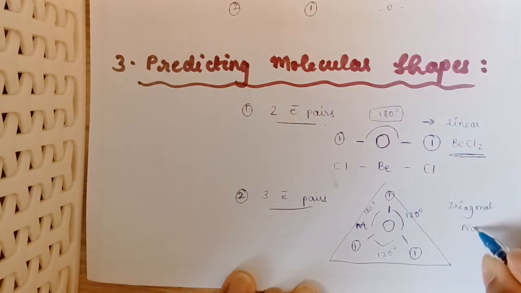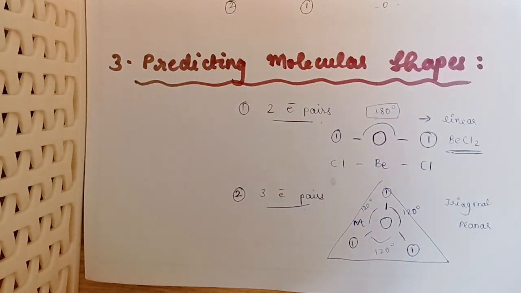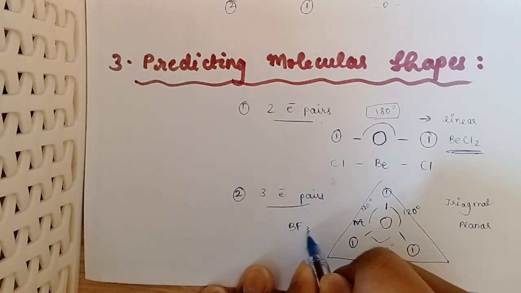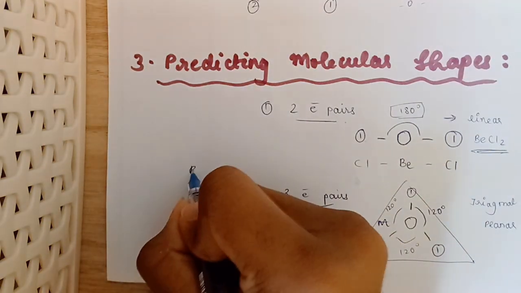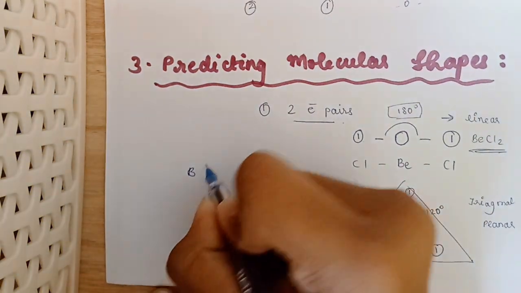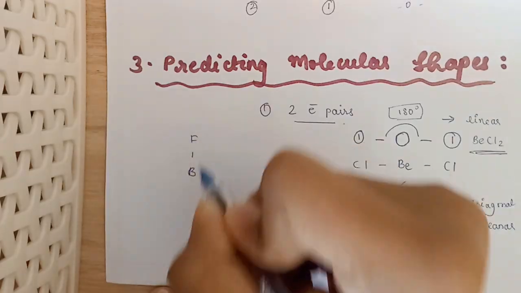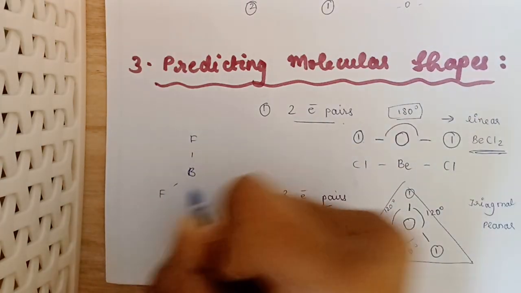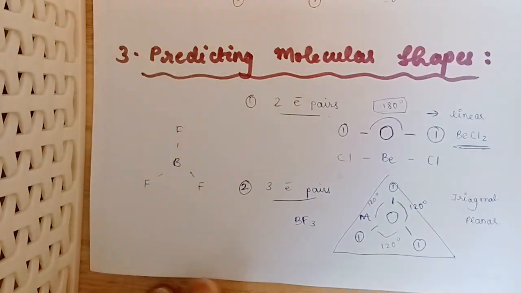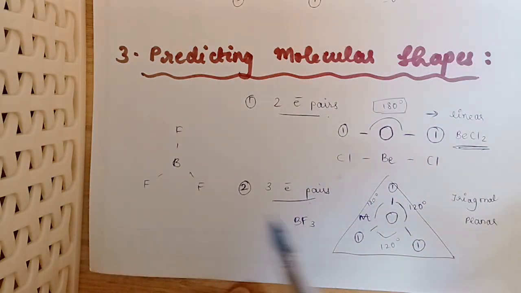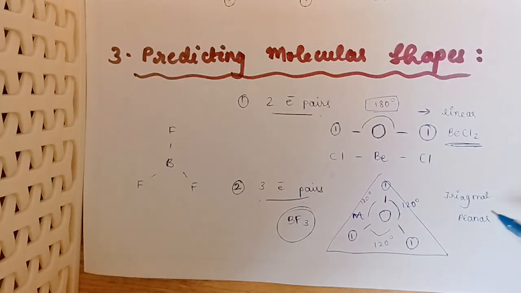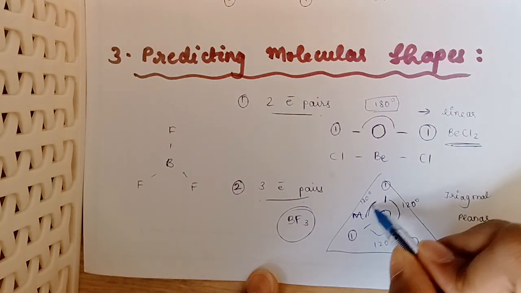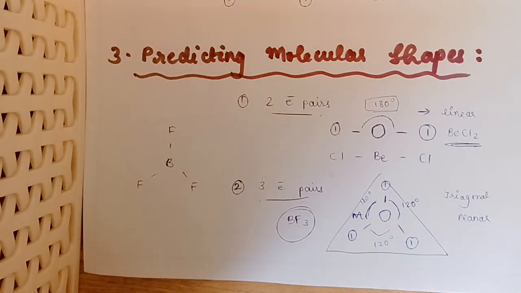trigonal planar. This shape is called trigonal planar, and a common example is BF3. When you look at the structure of BF3, it will be clearer. You have the boron, and then next to the boron you have one fluorine, another fluorine, and another fluorine. So this is the structure of BF3, and this is an example for three electron pairs or trigonal planar. And remember, they create an angle of 120 degrees.